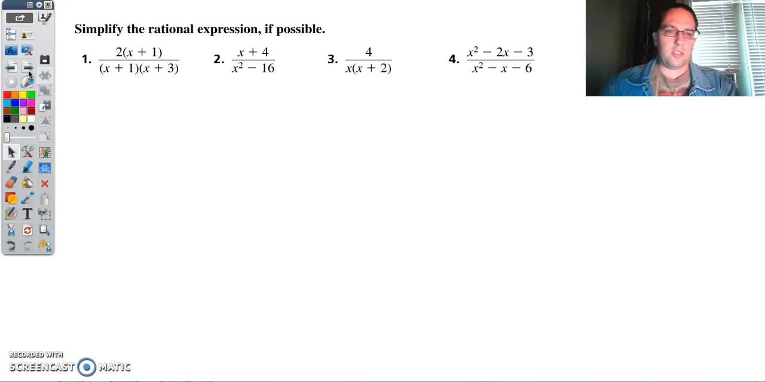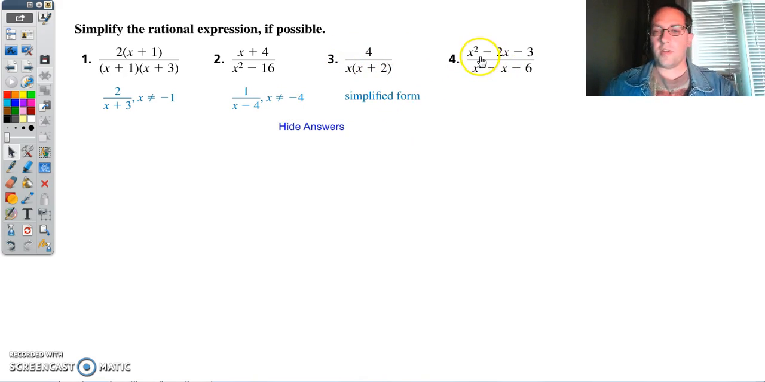All right, let's check your work. Number 1 should have been 2 over x plus 3, where x doesn't equal -1. Number 2, you should have had 1 over x minus 4, where x does not equal -4. Number 3, yeah, it's already simplified. Number 4, you should have ended up with x plus 1 over x plus 2, where x cannot equal 3. If you got those, great, you're awesome. If not, let's take a look.